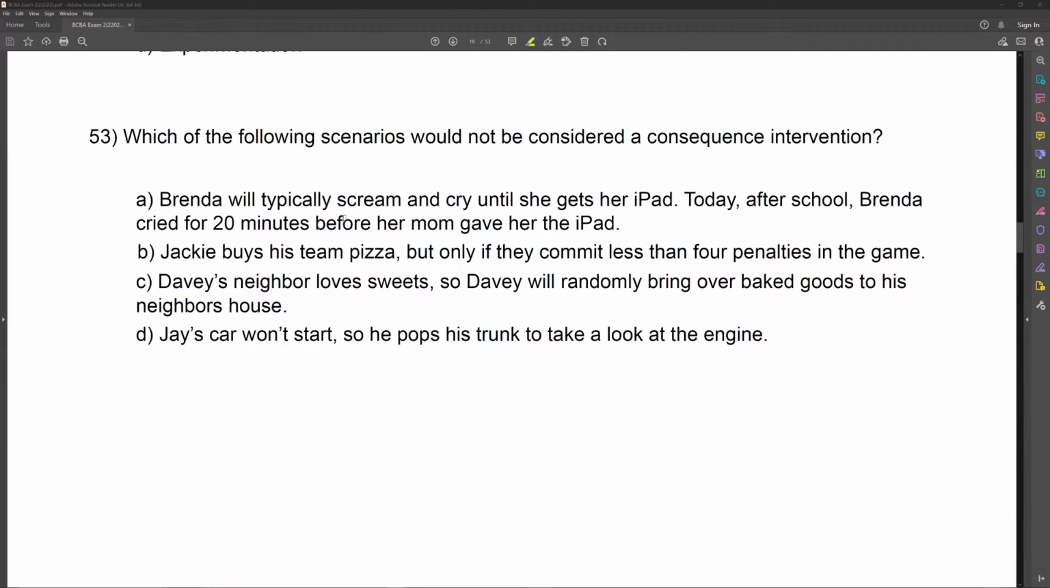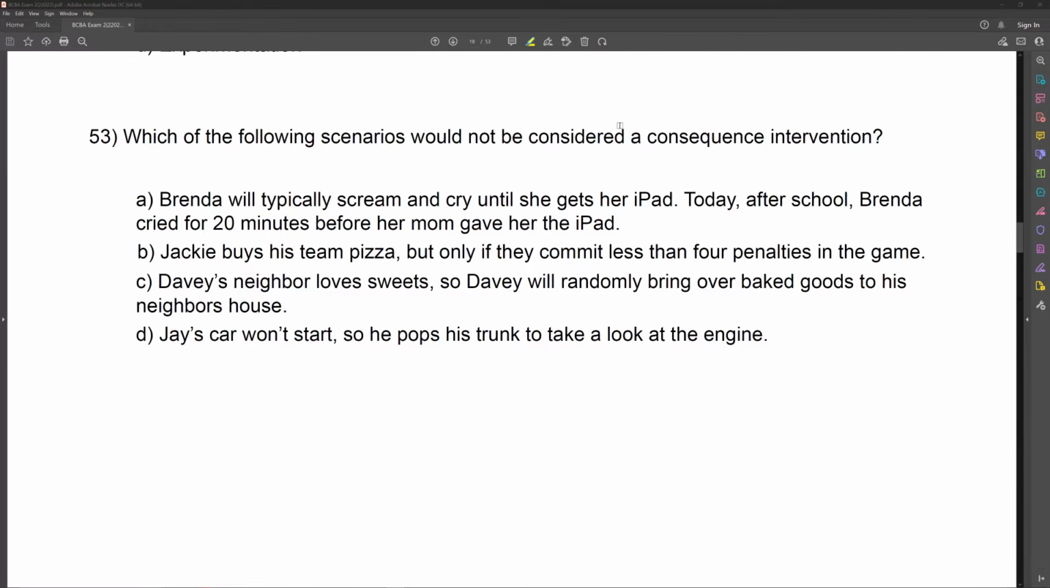A, Brenda will typically scream and cry until she gets her iPad. Today, after school, Brenda cried for 20 minutes before her mom gave her the iPad. Pretty clear consequence intervention, right? We see it every day. Kid screams and cries, mom gives iPad. Very common consequence intervention, reacting to the behavior.